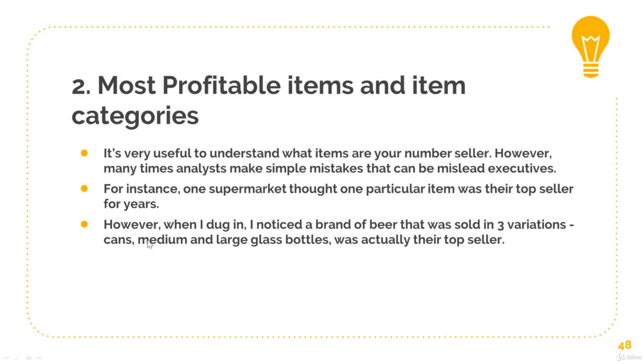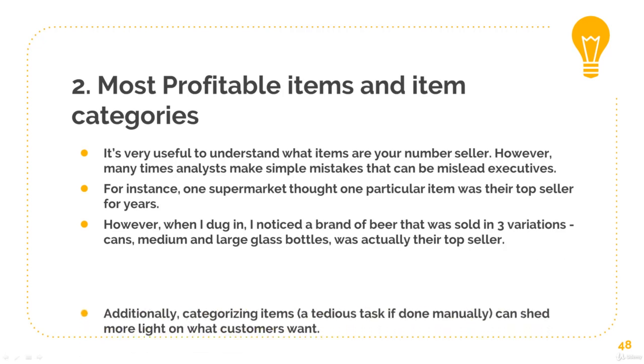There were cans, medium, and large glass bottles. I think the medium was in cases of 24. That's why it wasn't spotted as a top seller. So this beer actually was their top seller, and they had no idea. It didn't even make the top 10, mainly because I think number 12 or 11 was the first, the cans, I believe, of the beer. So that actually shocked them.